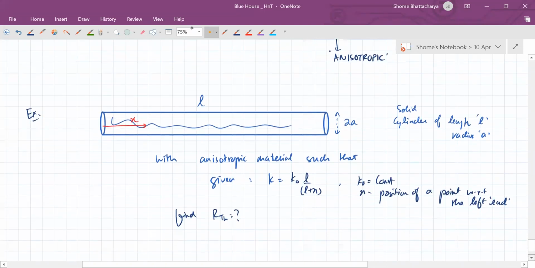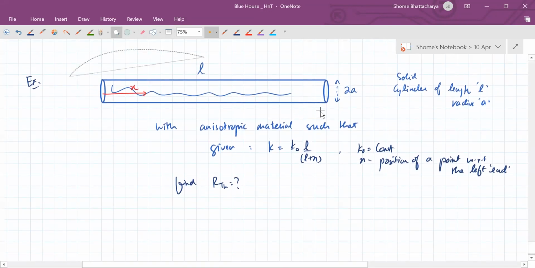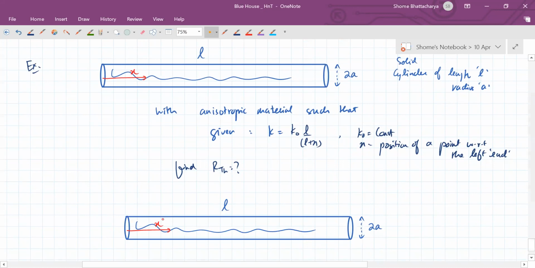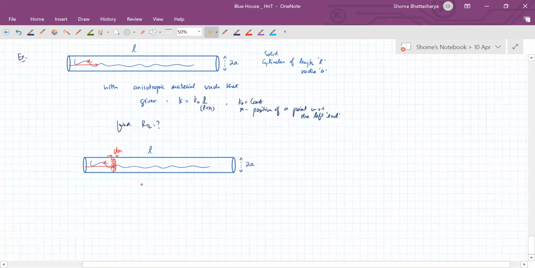As you might have guessed, we will slice this rod into small discs because we can't take the formula L upon K, since K is variable. But if we have a thin disc of thickness dx, within that disc we can take a uniform value of K. So we'll slice a disc like this, of thickness dx.